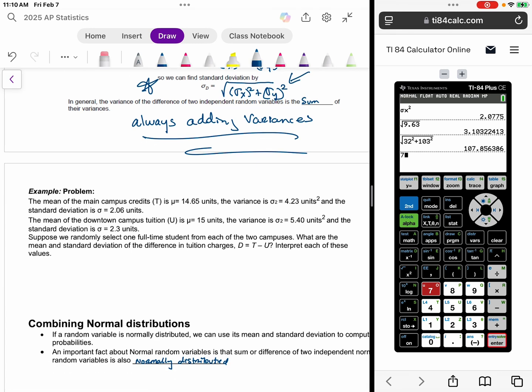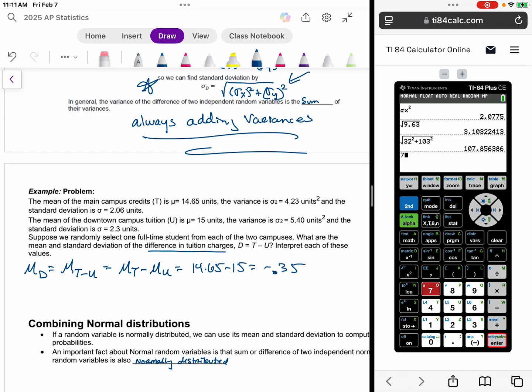The mean of the main campus credits T is 1465, variance is 423, standard deviation, and so on. The mean of the downtown campus, we had that there. Suppose we randomly select one full-time student from each campus, and what are the mean and standard deviation of the difference in tuition charge? So we want to find the mean of the difference, which technically is the mean of T minus U. So we can do the mean of T minus the mean of U. So that would be 14.65 minus 15, which is a negative 0.35.